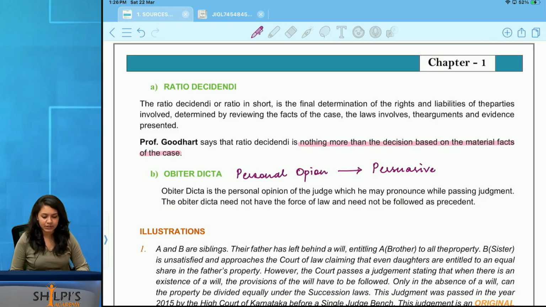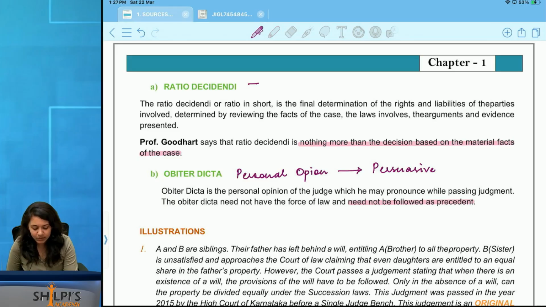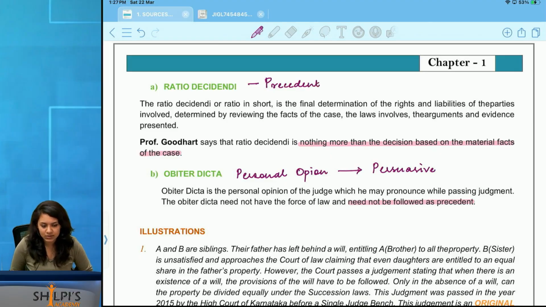So what is the difference between ratio decidendi and obiter dicta? Are they given at two separate points in time? The answer is no. Rather, ratio decidendi and obiter dicta are given at the time of presenting the judgment itself, or the final decision of the court. However, along with giving the judgment, the court may pass a personal opinion. It may say that in my opinion this should be done, or in my opinion this should not have been done. Personal opinions do not have much importance when it comes to following a precedent, so they only have persuasive value and are not to be followed as a precedent. So amongst ratio decidendi and obiter dicta, it can clearly be said that the ratio is the one that is to be taken forward as a precedent in line with the doctrine of stare decisis.